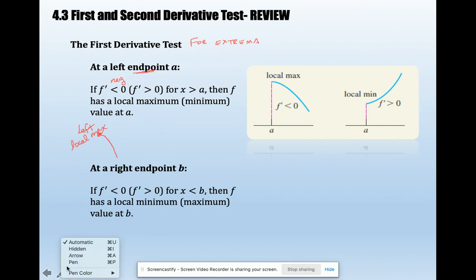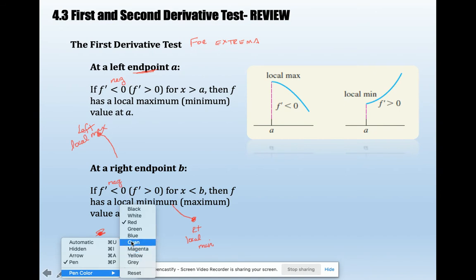However, if you have a right endpoint, and the first derivative is negative, then you are decreasing to the right endpoint. And the right endpoint is a local min.